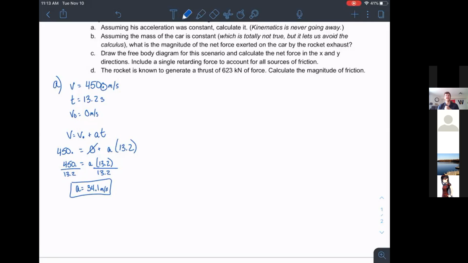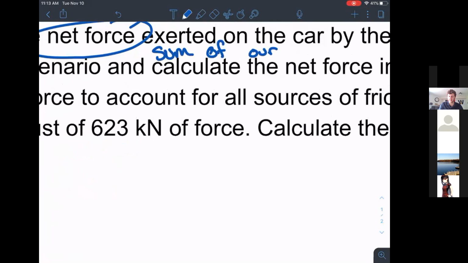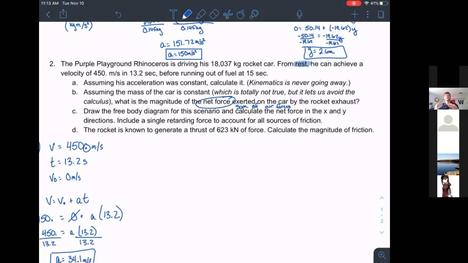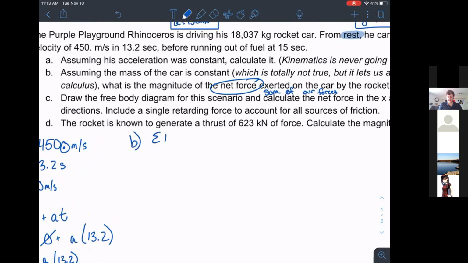So it says, what's the magnitude of the net force? Net force really just means the sum of all our forces. So we're looking for the sum of our forces as the car moves. For part B, that equation is going to be sigma F equals ma. This sigma F stands for the sum of our forces. When we're looking for multiple forces that we're adding together or taking away from, we use sigma F to stand for the sum of those forces. So do I have enough information to find the sum of my forces here? Yes.